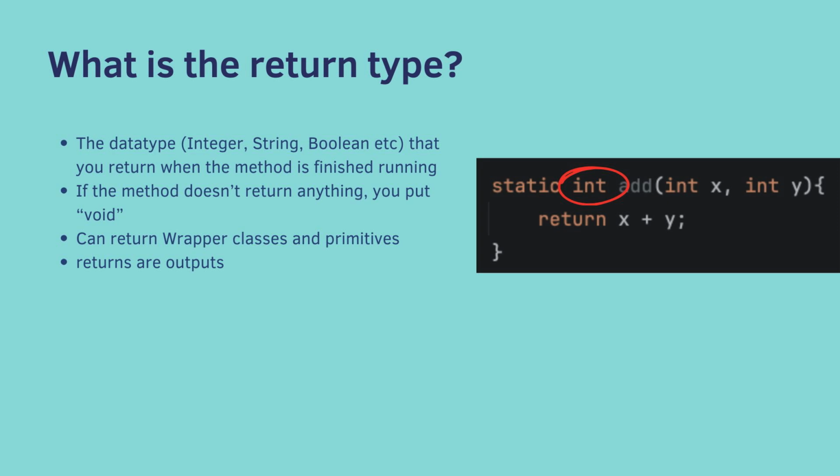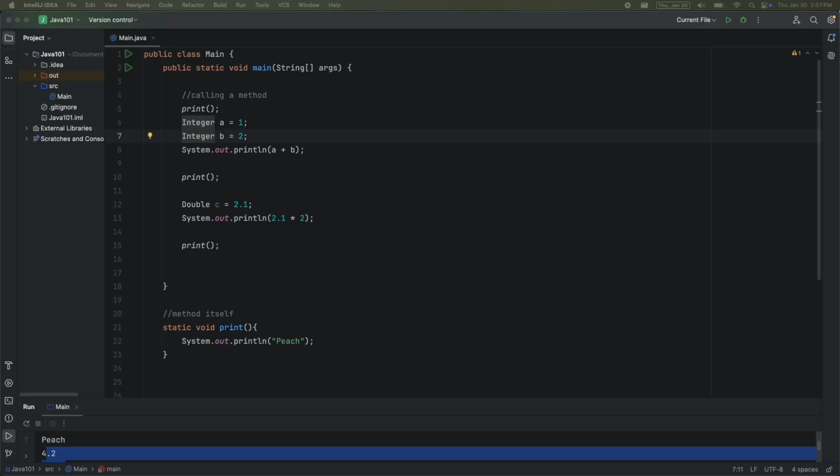Okay, so next up, what is the return type? In this case, I have the return type circled in red. It's an int. This is the data type, an integer, a string, a boolean, that you return when the method is finished running. If the method doesn't return anything, you put void, which is what we just did. You can return wrapper classes or primitives, and you can think of a return as an output. So what does it output once it finishes running? The only way to understand this is to just give you a bunch of examples.